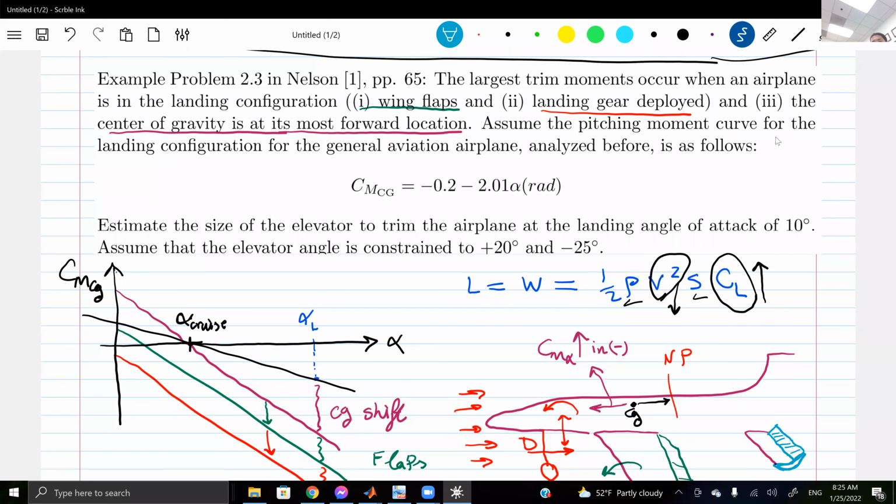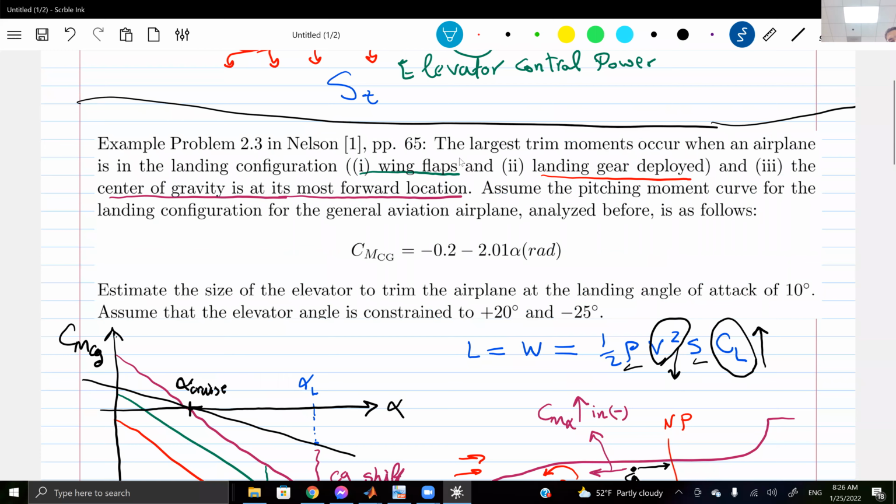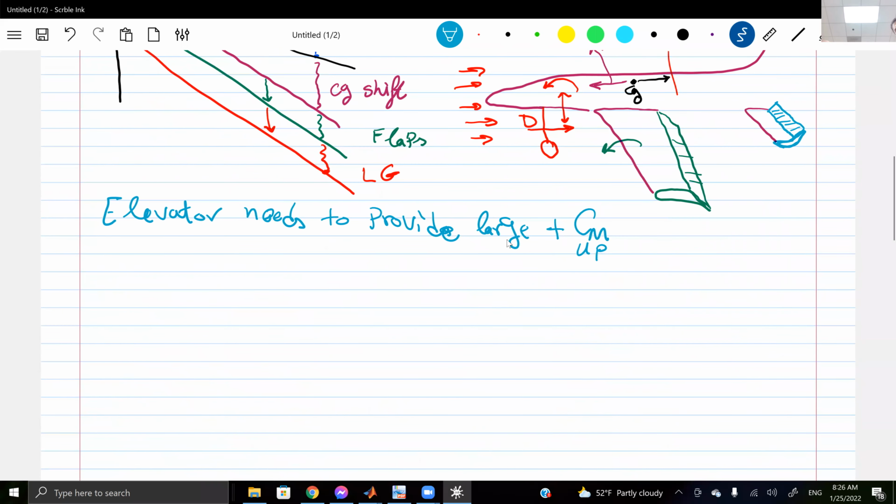So assume that the pitching moment curve during landing is like this. Now estimate the size of the elevator to trim the airplane at the landing angle of attack of 10 degrees, and assume that the elevator is constrained between these two values. All right, so let's see. From before, this is the general aviation airplane that we actually considered before.